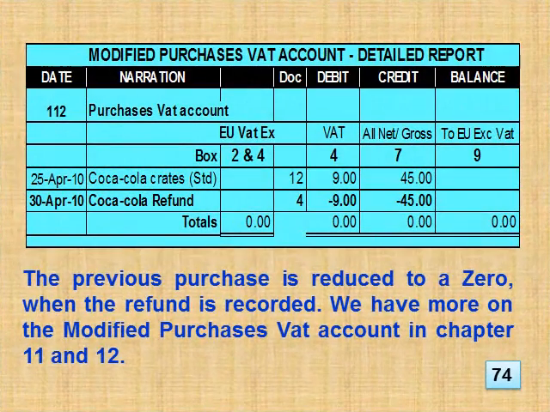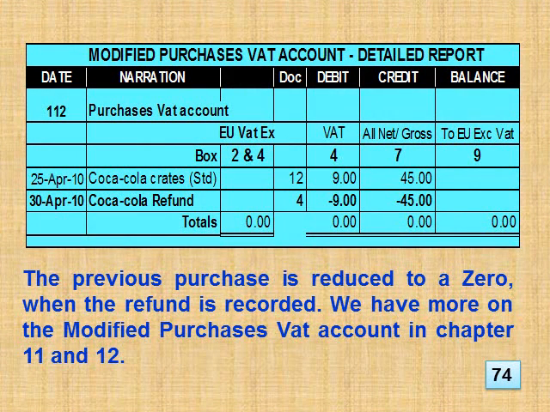This slide shows a recorded refund on the purchaser's VAT account. The previous purchase is reduced to zero when the refund is recorded. We have more on the modified purchases VAT account in Chapters 11 and 12.